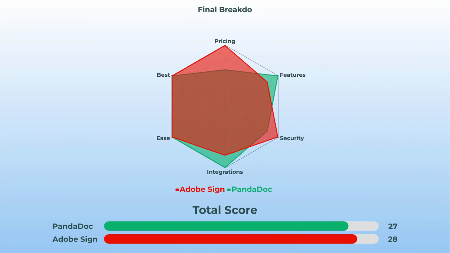If you mapped out all these categories visually like a radar chart, you'd see Adobe Sign crushing it on affordability and security, while PandaDoc spikes high on features and integrations. Ease of use and best fit really kinda land in the middle for both.